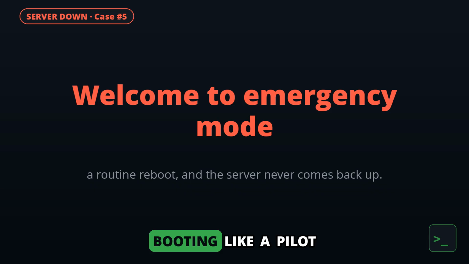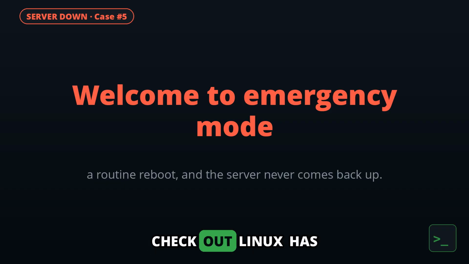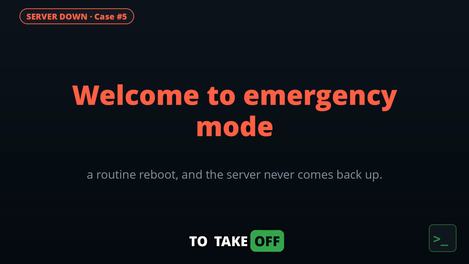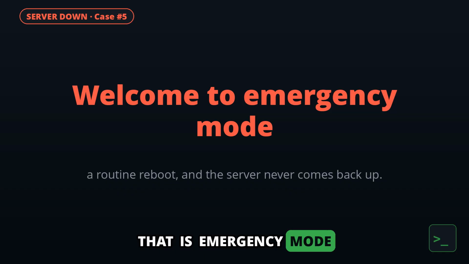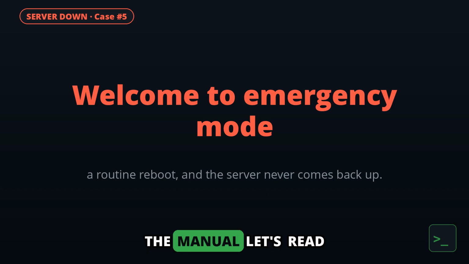Think of Linux booting like a pilot running a pre-flight checklist. Before the plane leaves the gate, every item has to check out. Linux has a checklist too, for the disks it must mount, and it lives in a file called fstab. If one item on that list fails, the captain refuses to take off. That is emergency mode. The plane is parked at the gate, and it just handed you the manual. Let's read it and fix the checklist.